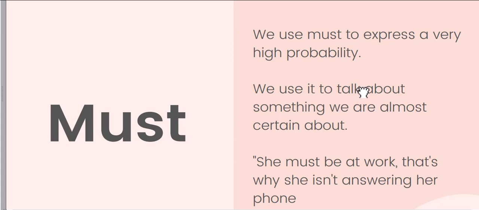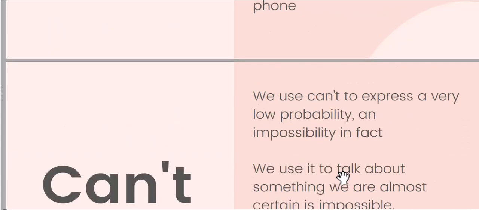We use must to express a very high probability. We use it to talk about something we are almost certain about. For example, as you can see here, "She must be at work. That's why she isn't answering her phone." So how do I make sure she is at work at this precise moment? The next sentence adds more information: she's not answering her phone because she's at work right now. She must be at work.